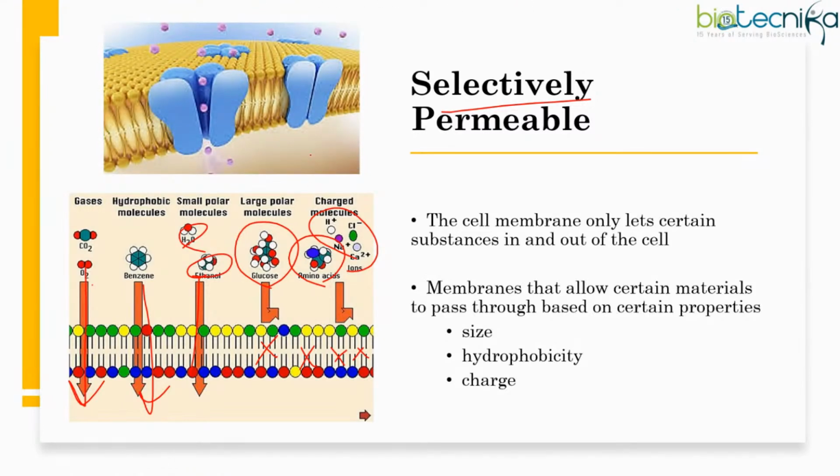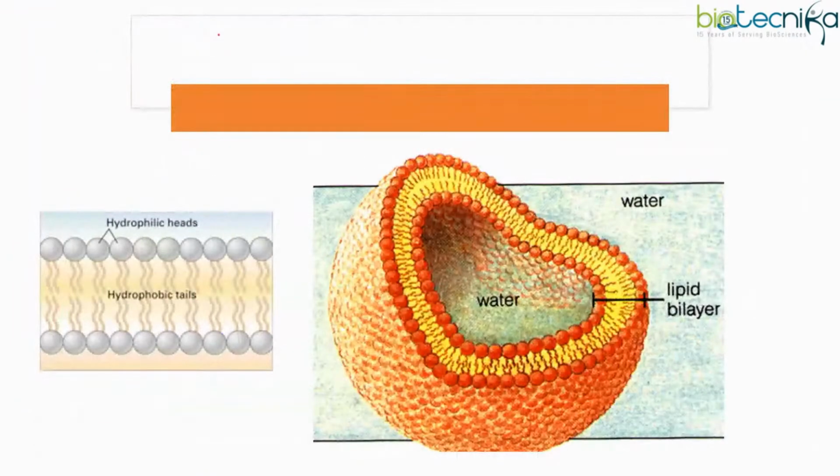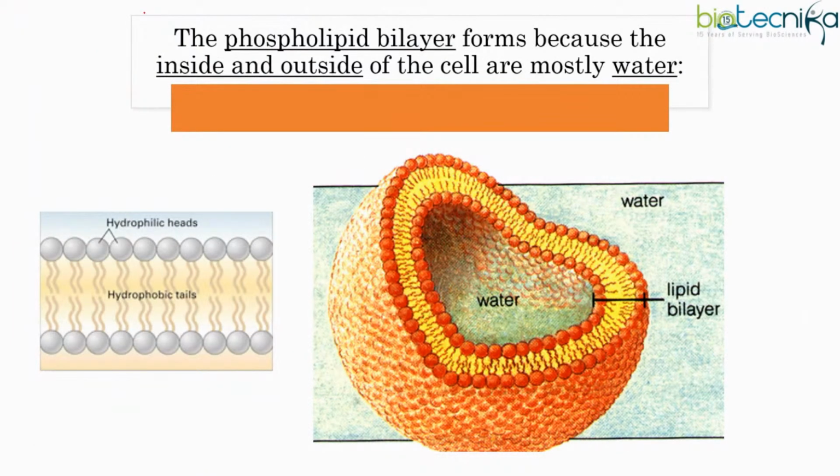For things which cannot pass, there are some channel proteins, transport proteins. Through those they will pass. These are integral proteins which make up a channel-like structure. Then you have the phospholipid bilayer, which forms the inside and outside of the layer. They are mostly water. So this is the entire cell. What you have outside is water, inside is water. So lipid bilayers are actually hiding from the water molecules on both sides.